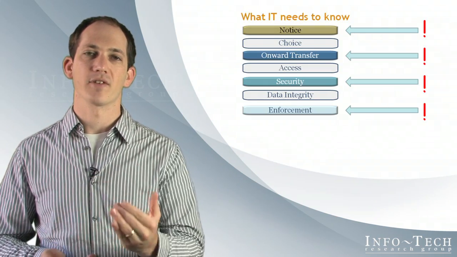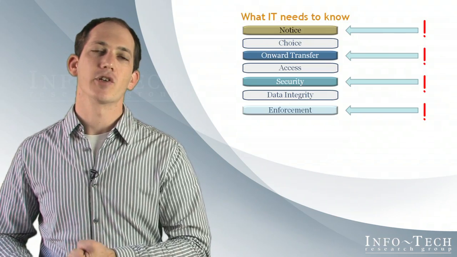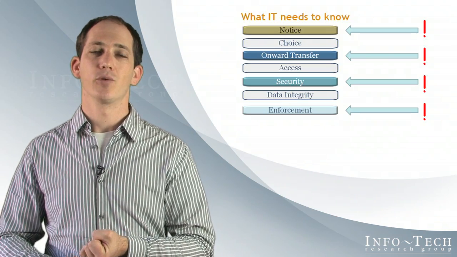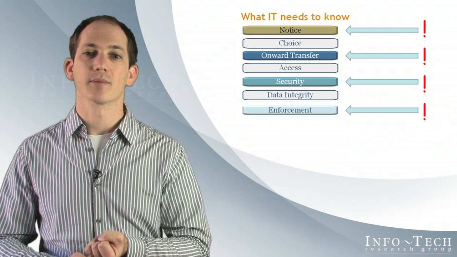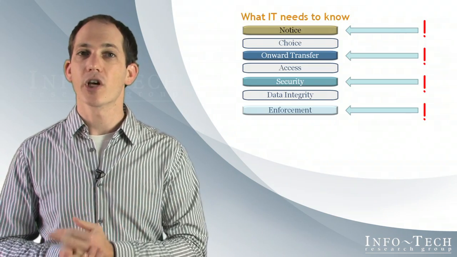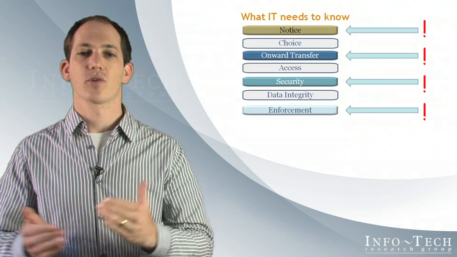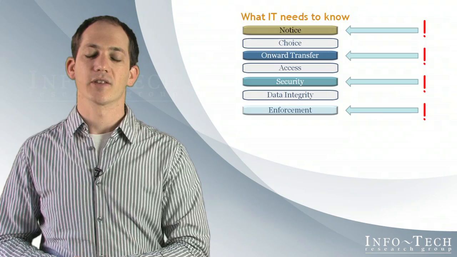Onward transfer is another principle IT needs to be aware of, and that's essentially how third parties use your private data. And the reason that's important is because you may have vendors that are sharing in your private data, and you want to make sure that they're also upholding privacy principles. And furthermore, you're supposed to give notice of any data that you share with third parties. So that's sort of another principle, onward transfer.